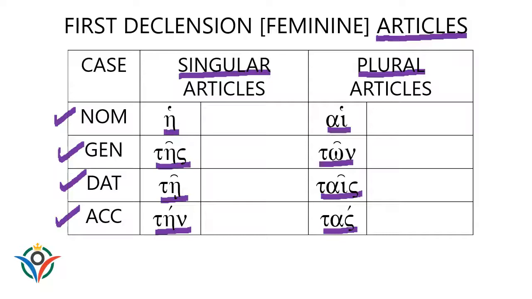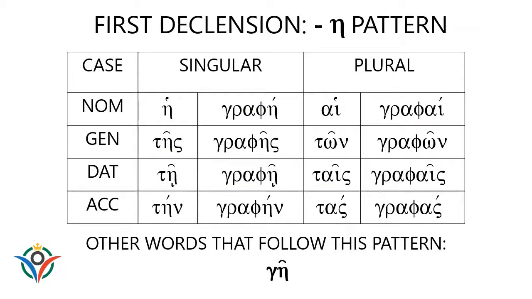Beginning with the singular, we have he, teis, te, and tein. And then the plural, hai, ton, teis, and tas. So let's begin with the first declension eta pattern.